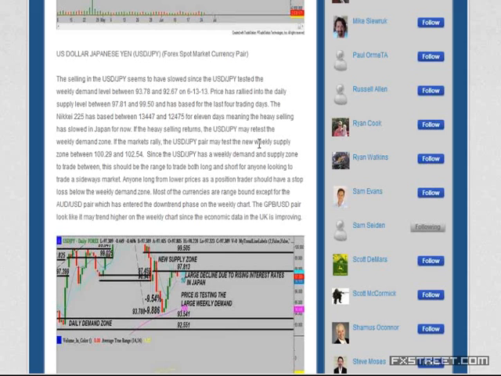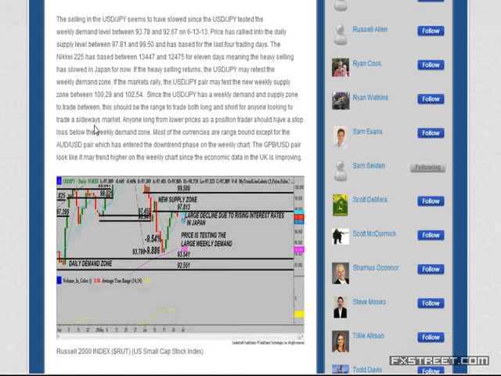All right. But at this point, since the yen has weekly demand and supply to trade between, this should be the range for both the long and short trade for anyone looking to trade a sideways market. Anyone long from lower prices, a position trader should have a stop loss below the weekly demand zone. Most of the currencies are range bound except for the Aussie versus the dollar pair, which entered a downtrend phase on the weekly chart. And the pound dollar pair looks like it may trend higher on the weekly chart since the economic data in the UK is improving.